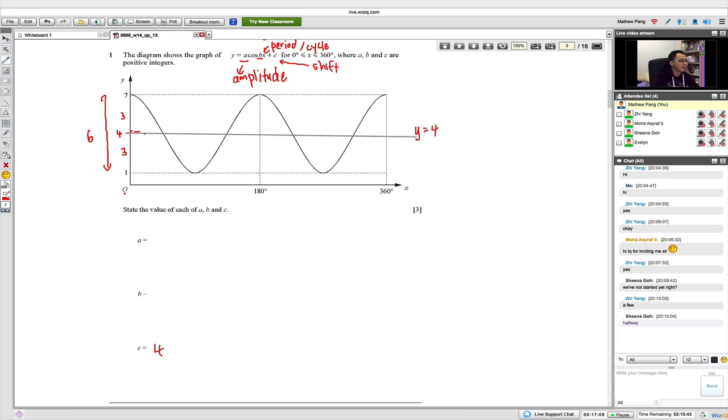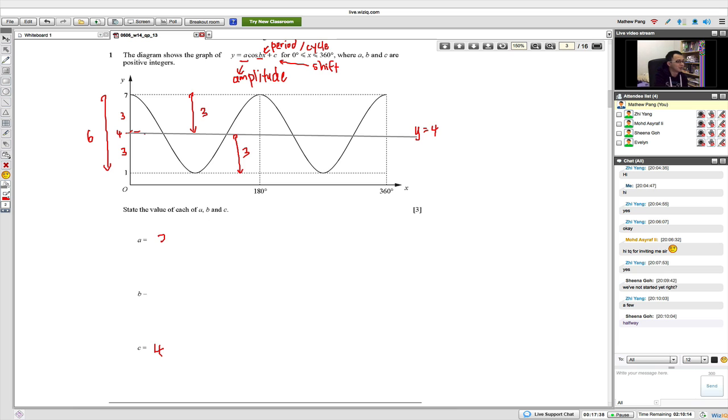Normally the line y equals 4 would be on the x-axis, right? So the graph just moves up 4 units to y equals 4. So c will be 4, because c is how many units the graph shifts. The a will be the amplitude, which is the value from the center line to the maximum, or from the center line to the minimum. So the amplitude obviously is 3 units.